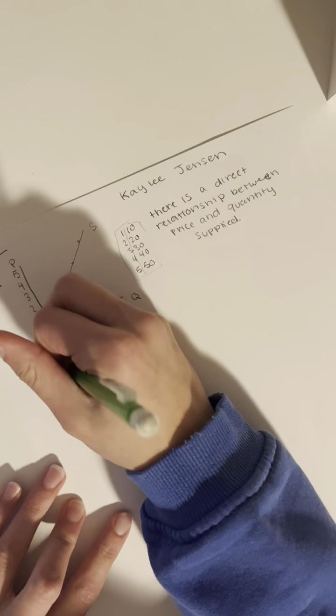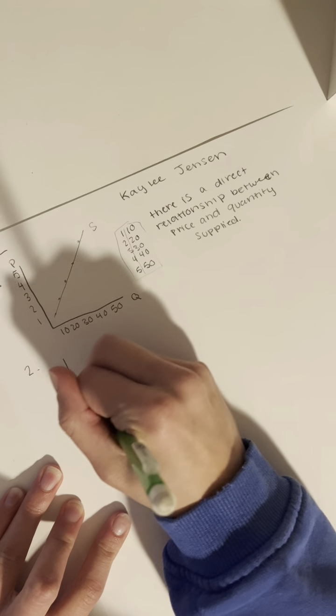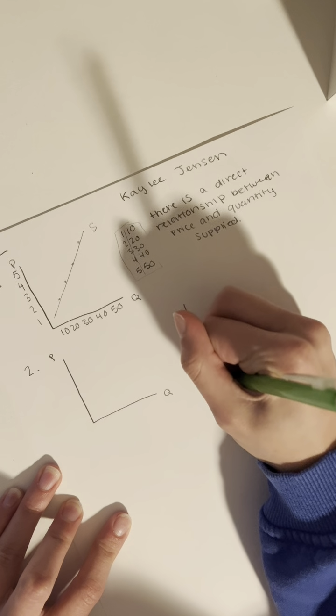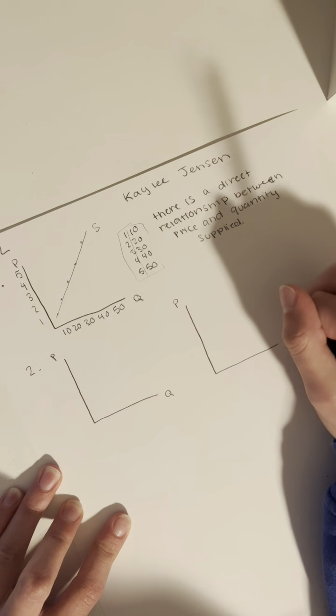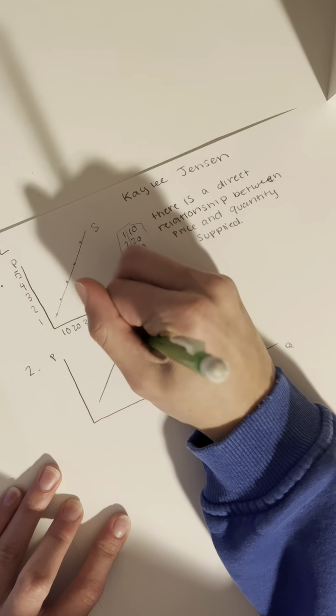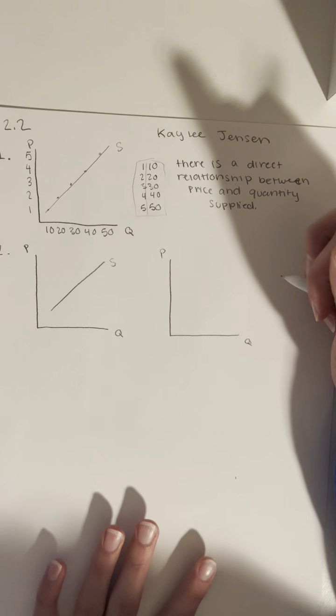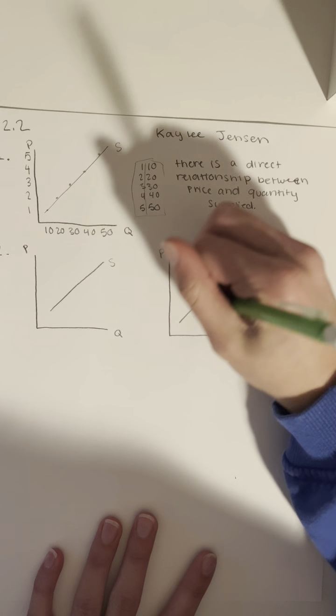So for number 2, quantity and price. So this is our supply. And now we're going to be talking about the movement along the curve or the shift in supply.